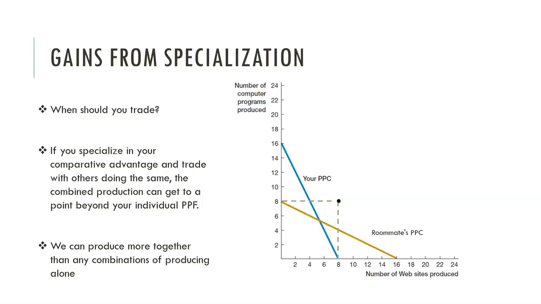So this graph is showing your two PPCs, your two production possibility frontiers. Here for you, you can make 16 computer programs or 8 websites per month.